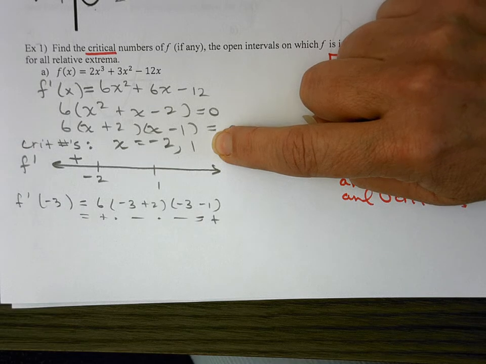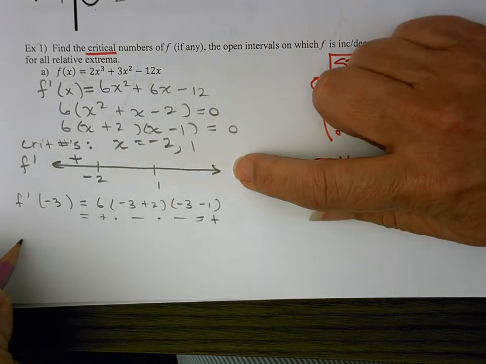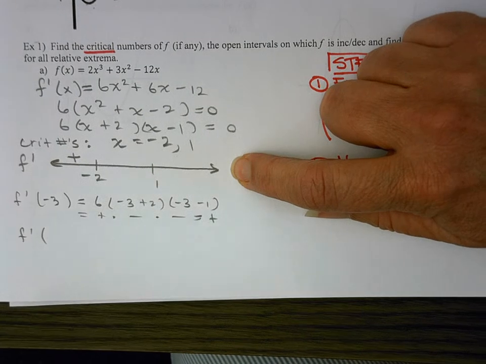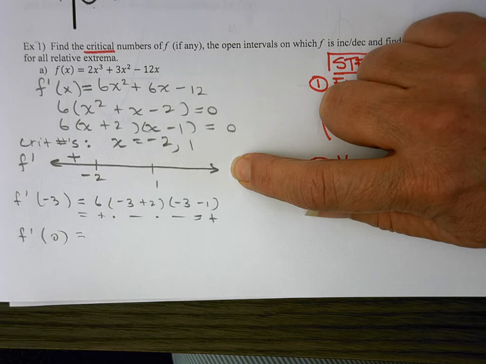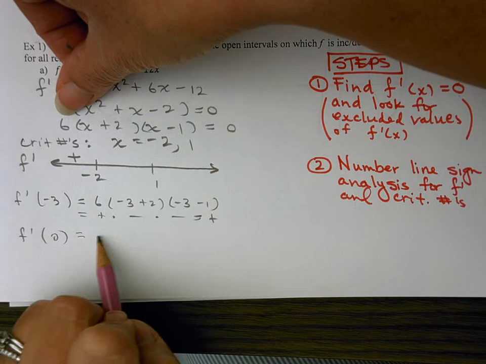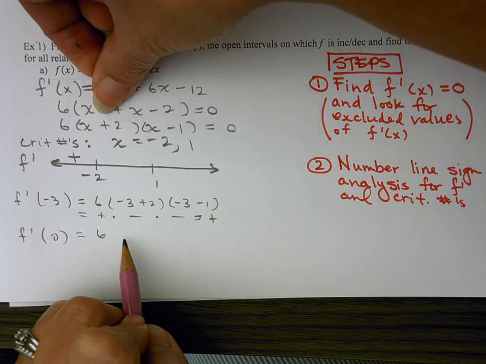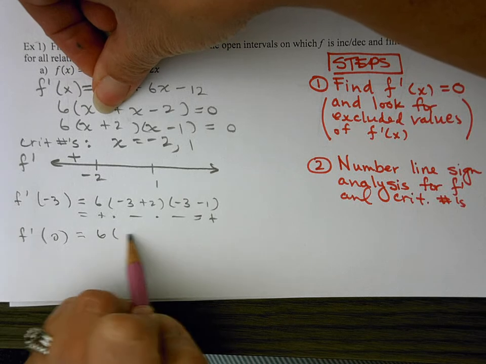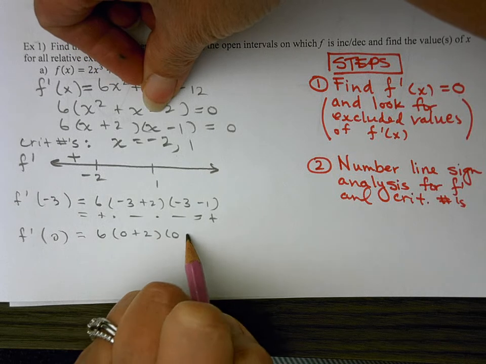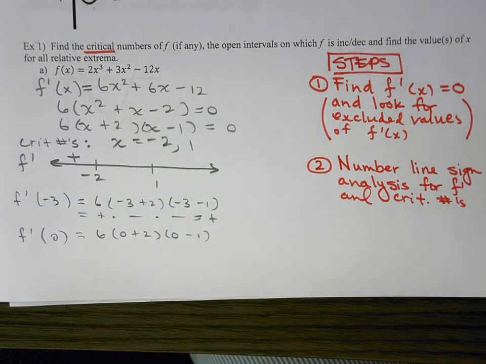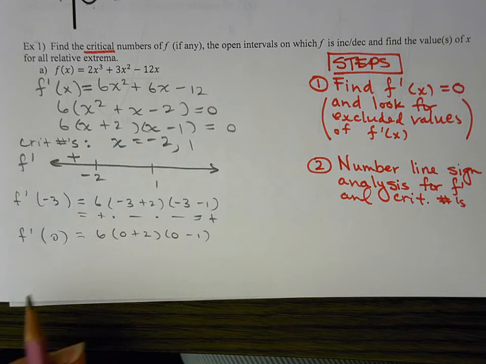Okay? And then I'm going to do the same thing for the middle interval for f prime, so pick a number between negative 2 and 1. I'm going to pick 0. And then I'm going to do the same thing again. So I have 6, and then I'm going to replace x with 0. And again over here. And then I'm going to decide what that sign is going to end up being. Is it positive or negative?